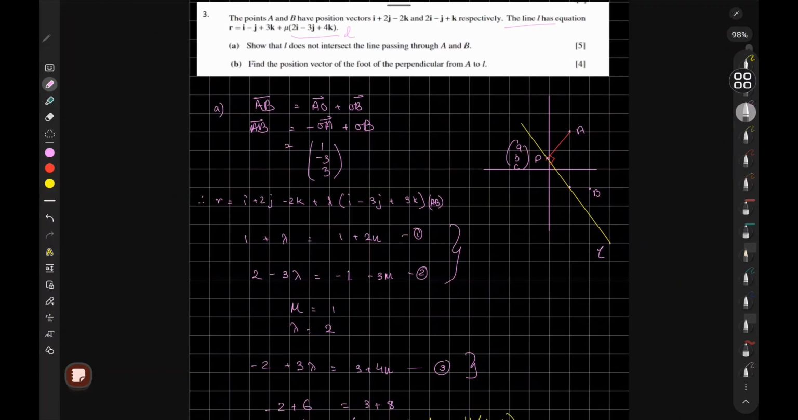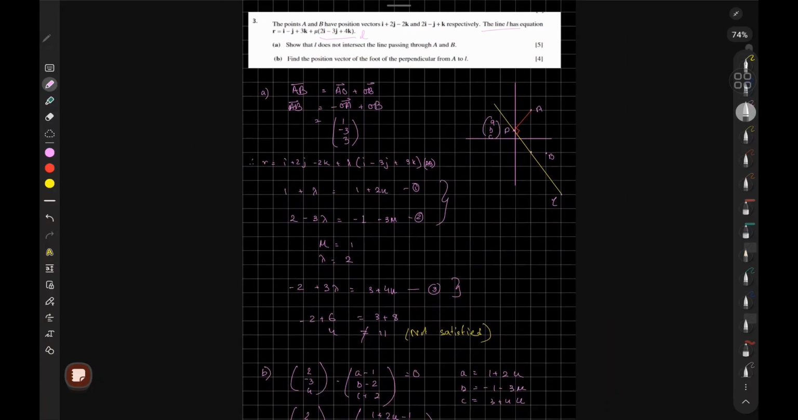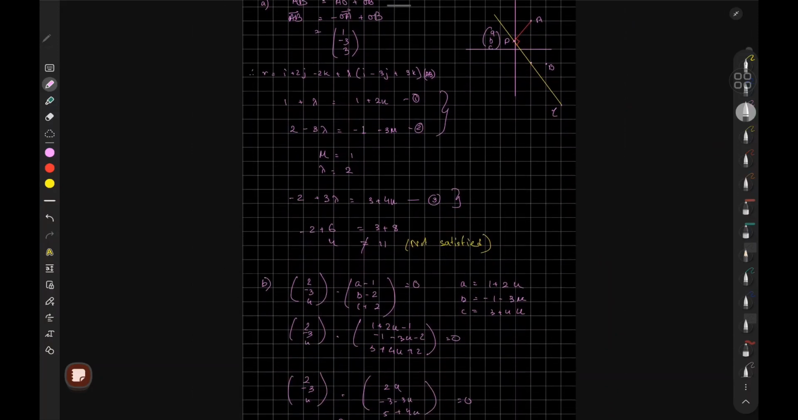Right. So what you're going to do is, first of all, you know the line equation. Now you also need to understand and know the equation for AP. You're going to try and figure out the equation for AP. Great.